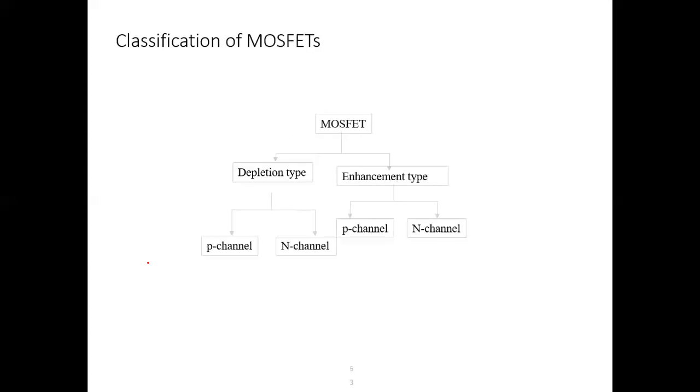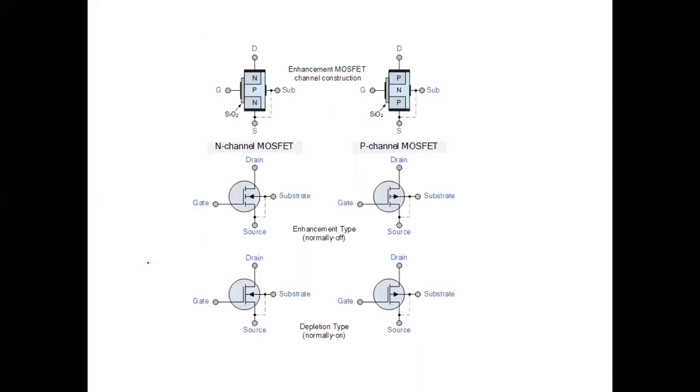So let's see the MOSFET, that is metal oxide semiconductor FET. It has two types, depletion and enhancement. Each type can be P channel or N channel. So this is the model of the N channel MOSFET and the P channel MOSFET.